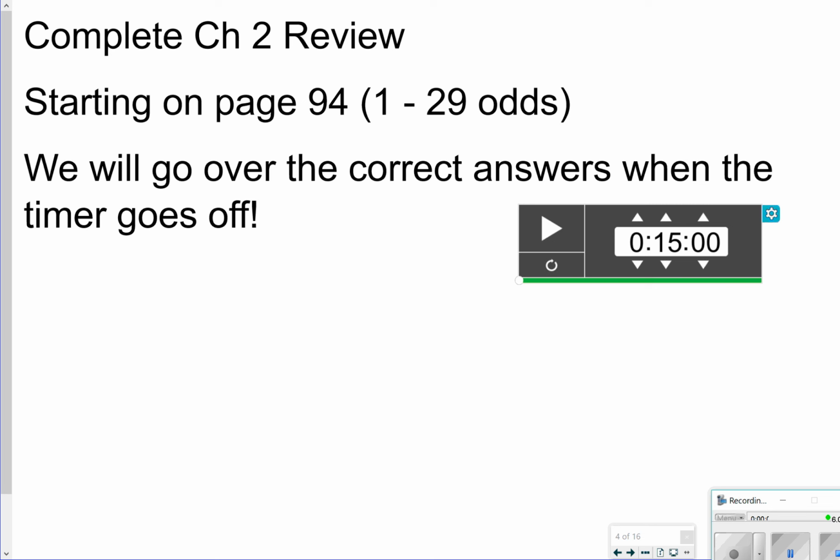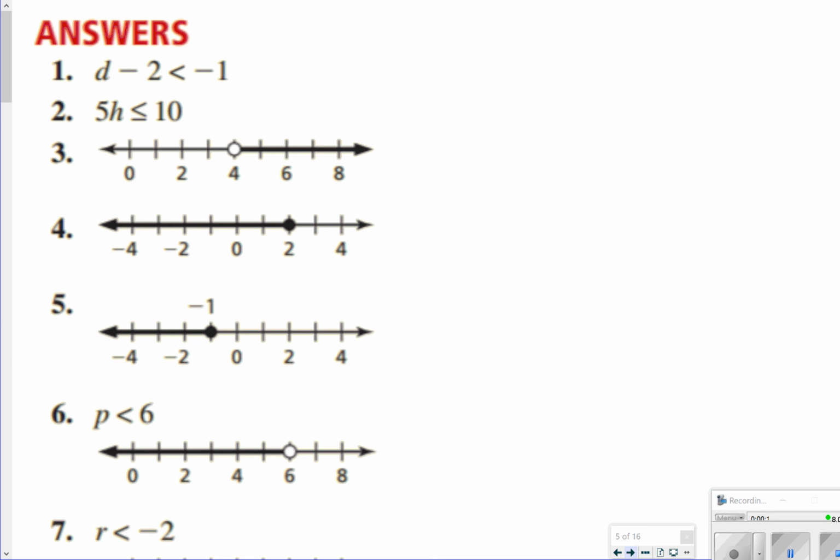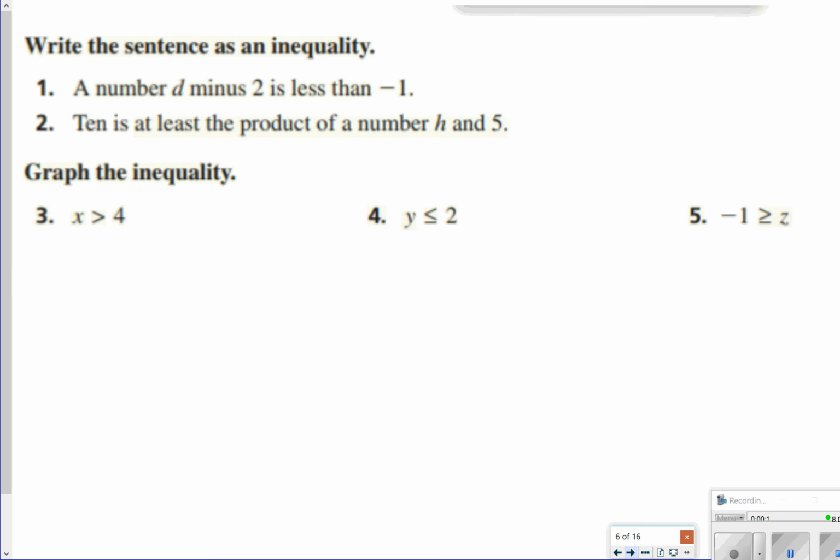Today we're going to be going over your Chapter 2 review assignment found on page 94, just the odds this time. So just make sure you're paying close attention, and we're only going to focus on the odds, even though we'll see the evens as well. So let's go ahead and start here.